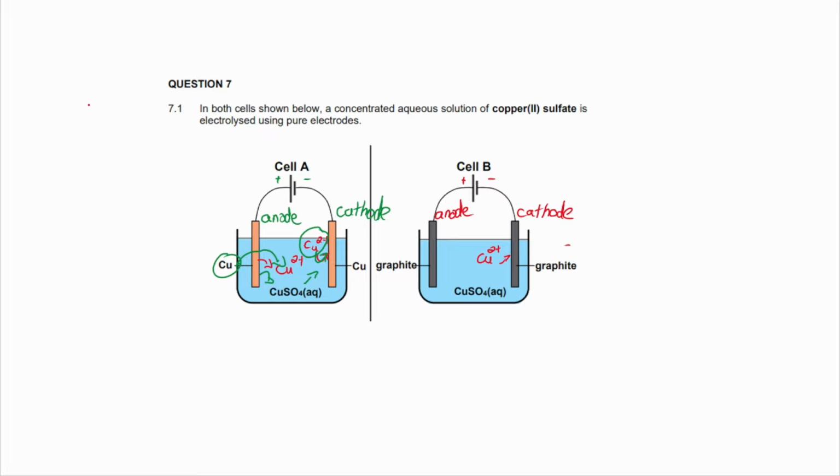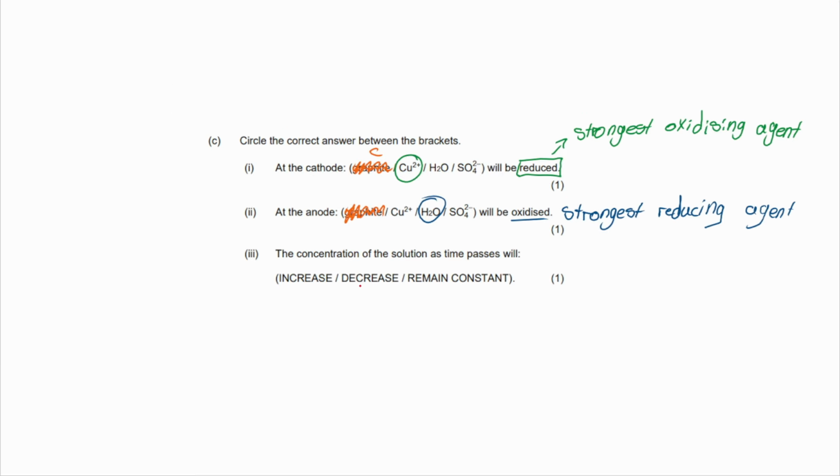And here at the anode, this is where oxidation takes place, and we discovered that's where water is going to lose electrons and become oxygen gas. But the main idea here is concentration. The issue is we are losing Cu2+ ions and we are not gaining them back like before. So we're reducing the number of moles of Cu2+ ions. The concentration of the solution is going to decrease as time goes on. That would be our answer.